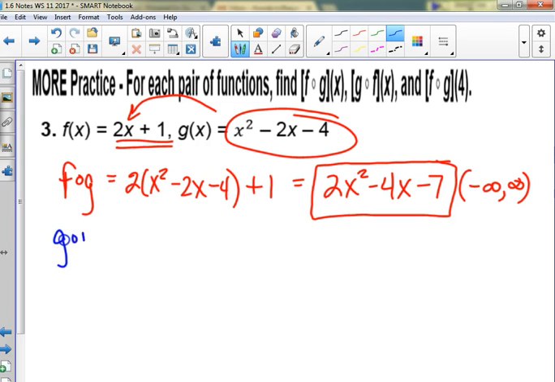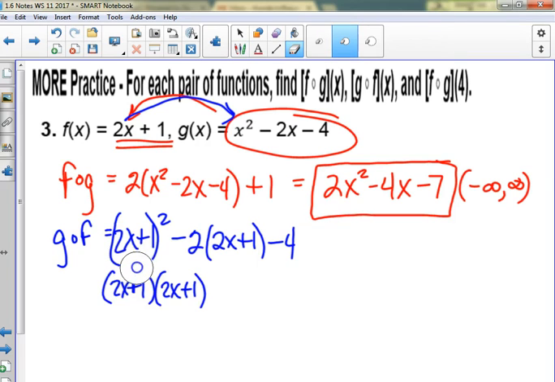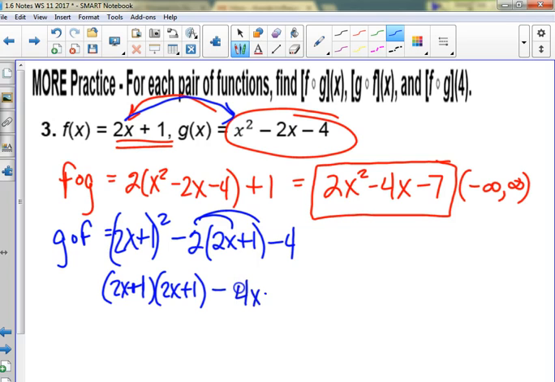Any volunteers to try the other way? So we're going to have, instead of x squared right here, now we're going this way. So we're going to have a (2x plus 1) quantity squared minus 2 times (2x plus 1) minus 4. 2x plus 1 times 2x plus 1. And then we're going to have to FOIL that together. And back here would be a minus 4x minus 2, and then the minus 4 on the back.